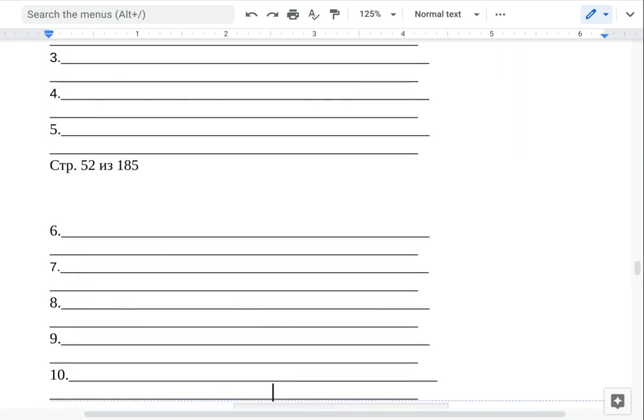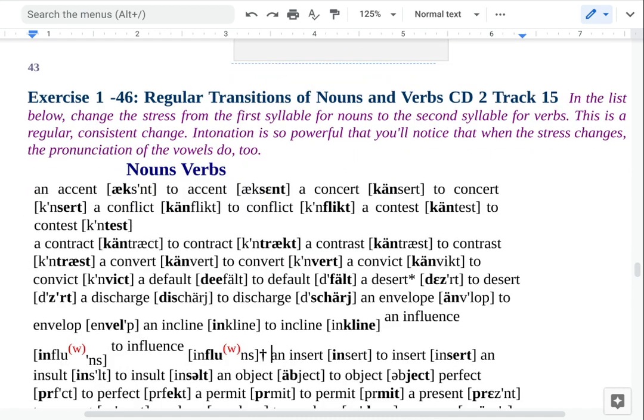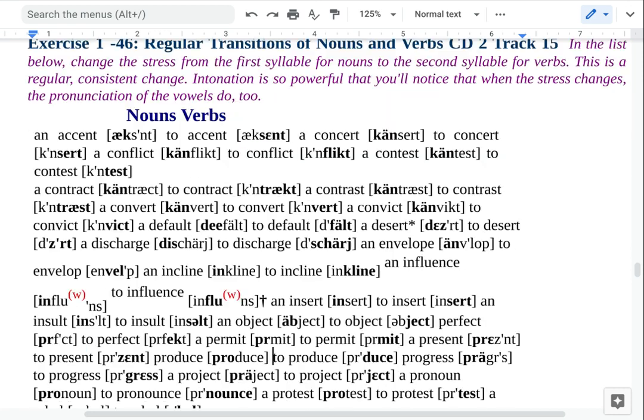Exercise 146. Regular transition of nouns and verbs. In the list below, change the stress from the first syllable for nouns to the second syllable for verbs. This is a regular, consistent change. Intonation is so powerful that you'll notice that when the stress changes, the pronunciation of the vowels changes too.